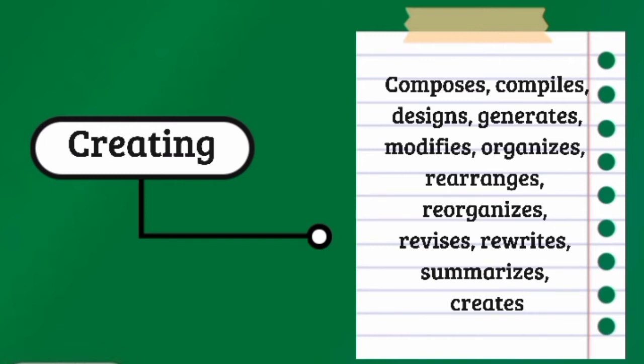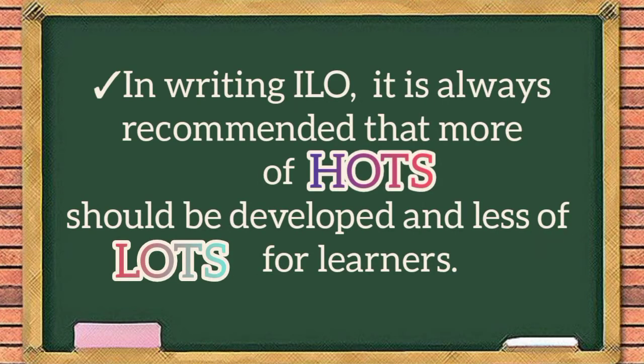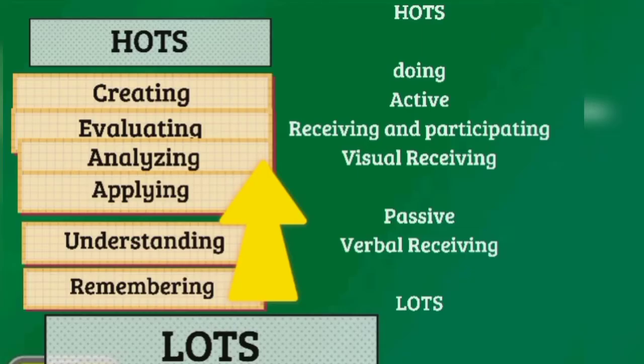In writing objectives or the intended learning outcomes, it is always recommended that more of the higher order thinking skills or HOTS should be developed and less of the low level thinking skills or LOTS for learners. So the low level categories will develop LOTS and thinking skills progress as the categories move higher.